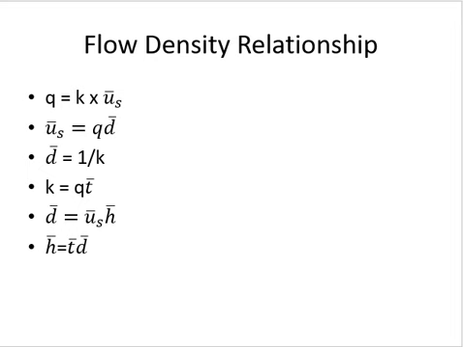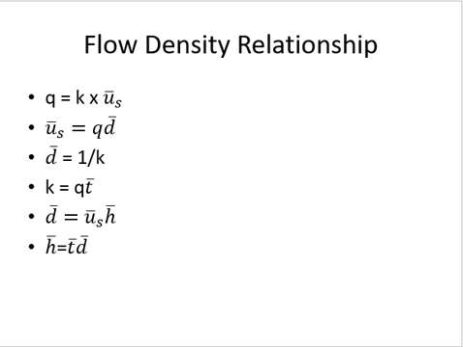Now if you look at all these equations, we talked about two types of speeds, right? Space mean and time mean. Which one do you see here? Space, all of them, right? All of them are space mean. So space mean speed is the one which we use for traffic flow analysis. There are other applications of time mean speed, but you will not see it here.